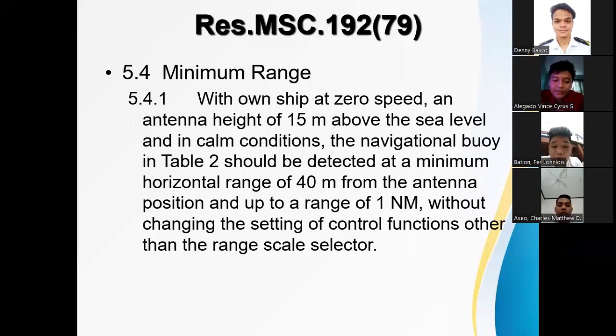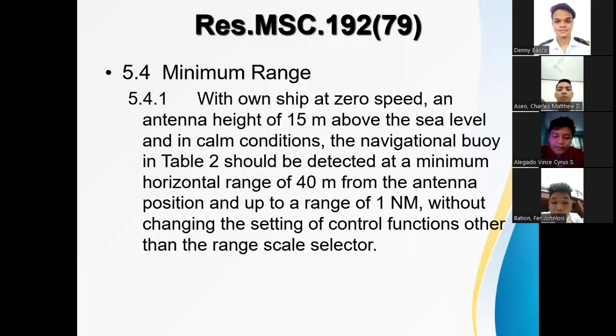Next reporter would be Cadet Aseo. Source: MSC 192. 5.4 Minimum range. 5.4.1 With the ship at zero speed and antenna height of 15 m above the sea level in calm conditions, the navigational buoy in table 2 should be detected at a minimum horizontal range of 40 meters from the antenna position and up to a range of 1 nm without changing the setting or control function other than the range scale selector.